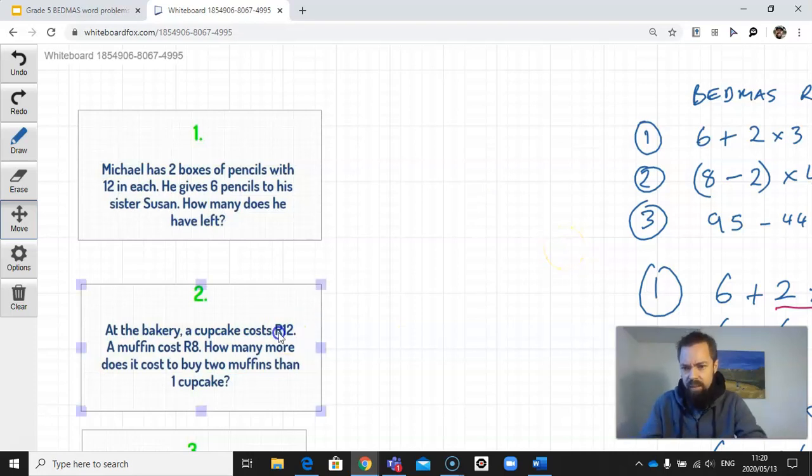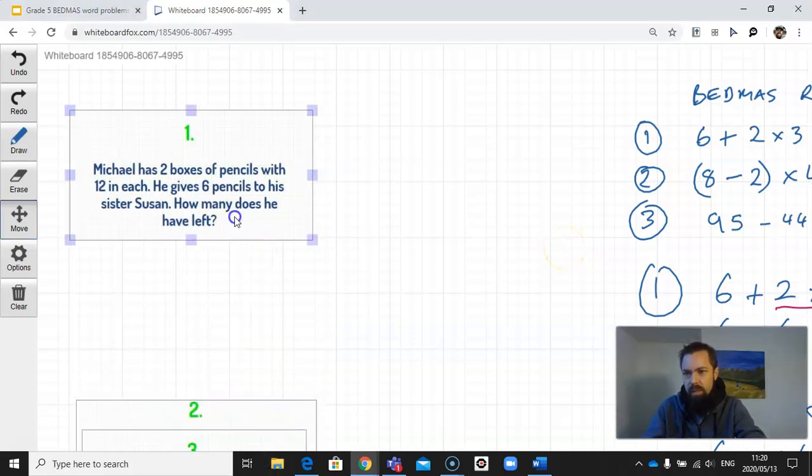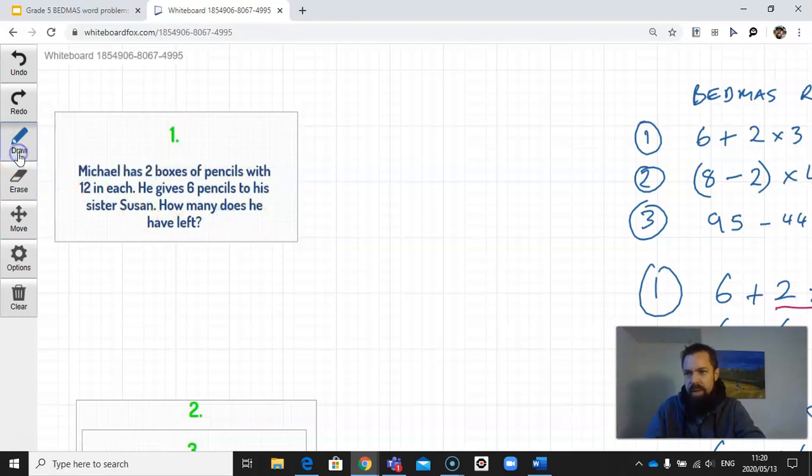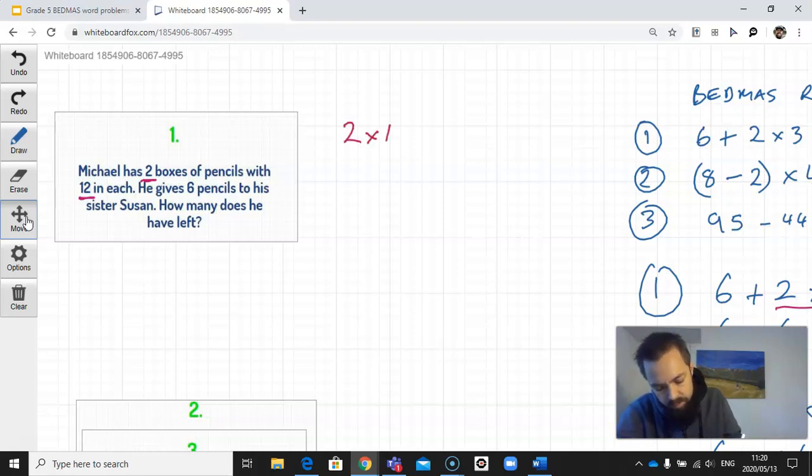Okay, so let's have a look first at, I'll move that one down so long, and we're just going to look at number 1. So first step is to take the maths out of the words. So Michael, it really actually doesn't matter what his name is, but Michael has 2 boxes of pencils. So I see that we've got 2 as an important number. So I've got that, and there are 12 in each. So if I wanted to find out how many pencils he had altogether, we've got 2 boxes, and each box has 12 in it. So that would be 2 times 12. So that would tell us how many pencils Michael had altogether.